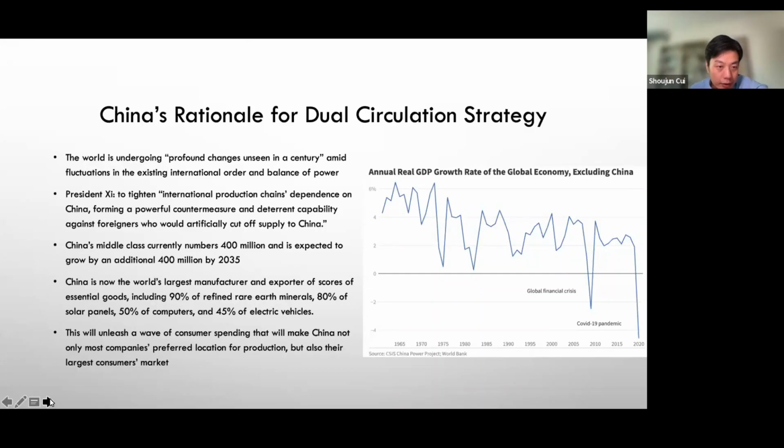So China should form a powerful countermeasure and a deterrence capacity against the foreigner who would artificially cut off supply to China. I think that means the United States.